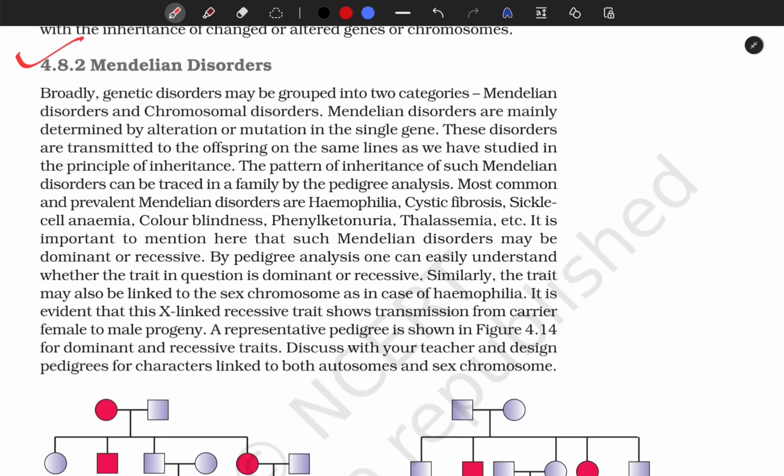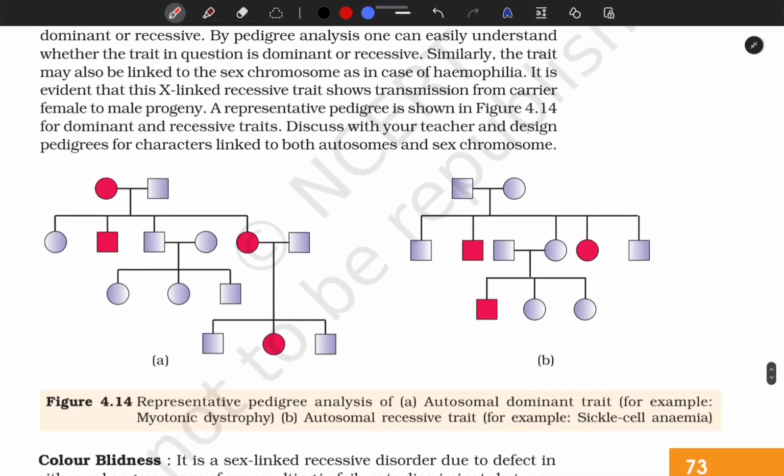It is important to mention here that such Mendelian disorders may be dominant or recessive. By pedigree analysis, one can easily understand whether the trait in question is dominant or recessive. Similarly, the trait may also be linked to the sex chromosome, as in the case of hemophilia. It is evident that this X-linked recessive trait shows transmission from carrier female to male progeny. A representative pedigree is shown in figure 4.14. For dominant and recessive traits, discuss with your teacher and design pedigrees for characters linked to both autosomes and sex chromosomes.